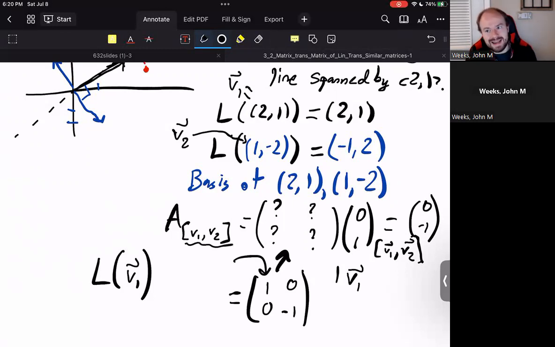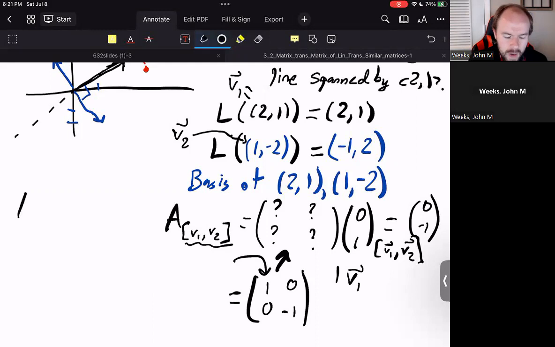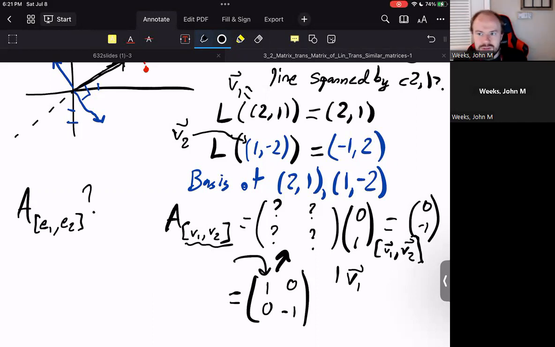Now, usually this is not acceptable. I want to try and write everything that I can in terms of its standard basis. I want to write everything in terms of the standard basis. So if this is what A V1 V2 ends up looking like, what is A in the standard basis? That's the question that I want to try and answer. Well, let's see if we can do this.